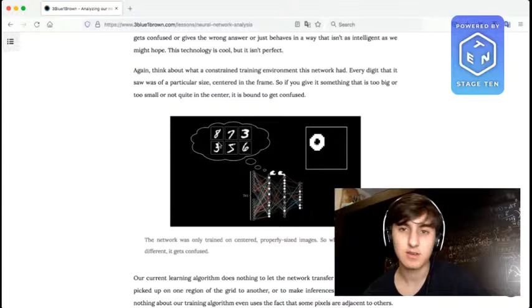Last but not least, our current learning algorithm does nothing to let the network transfer knowledge of patterns picked up on one region of the grid to another, or to make inferences about scaling. In fact, nothing about our training algorithm even uses the fact that some pixels are adjacent to others.